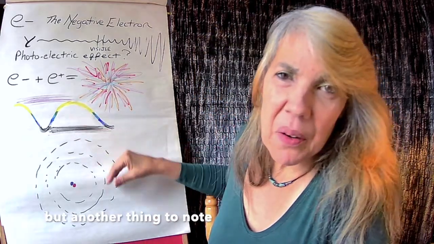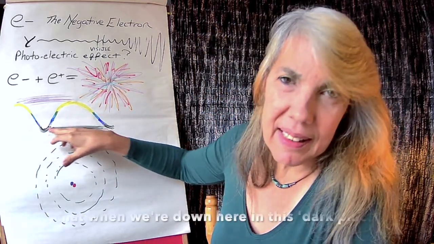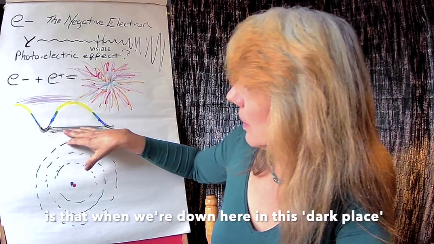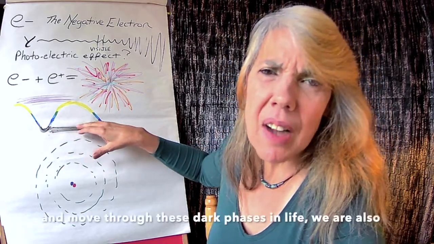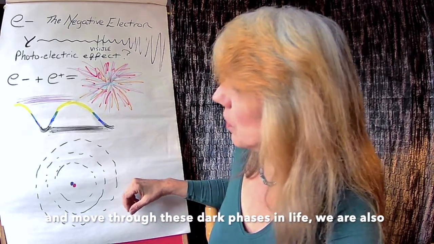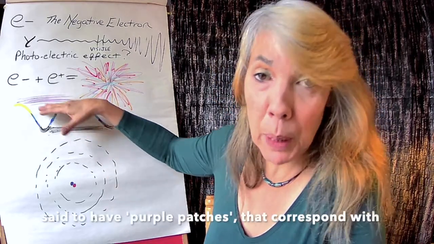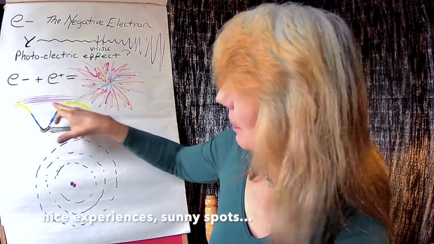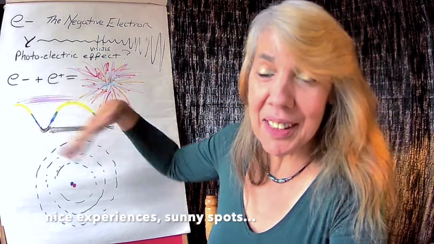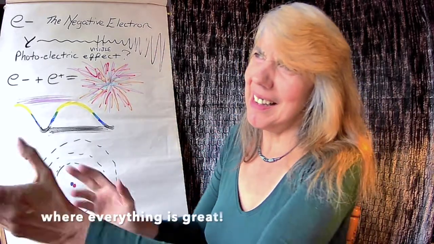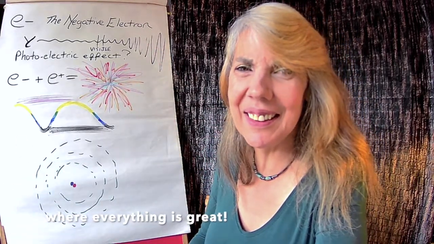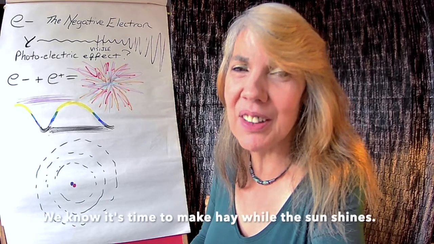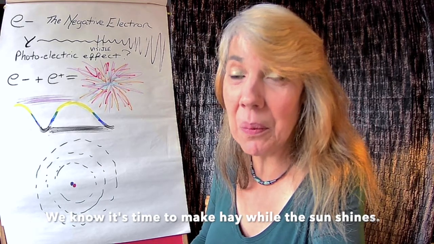But another thing to note is that when we're down here in this dark place and we move through these dark phases of life, we also correspondingly are said to have purple patches. And a purple patch is nice. It's up here. That's where we have a sunny bit to enjoy, and this is great. You know, the let's-make-hay-while-the-sun-shines kind of system comes into play, and we're having a purple patch.